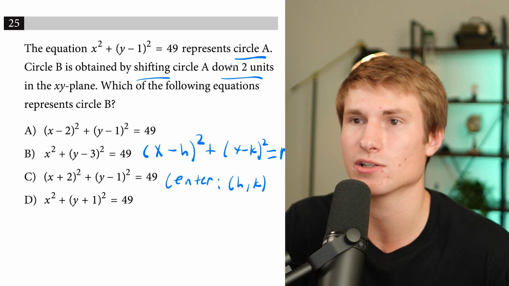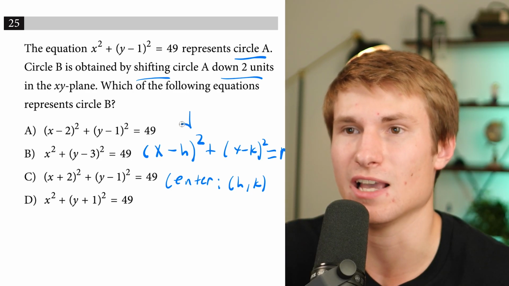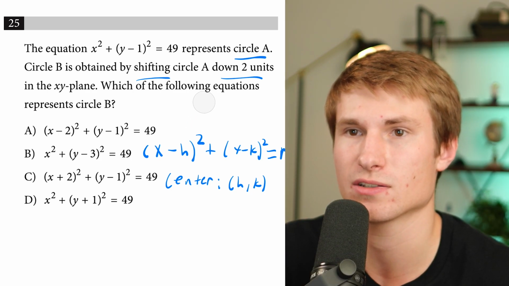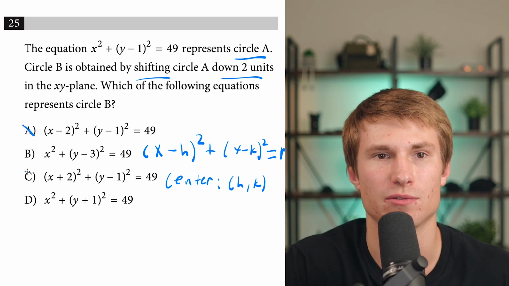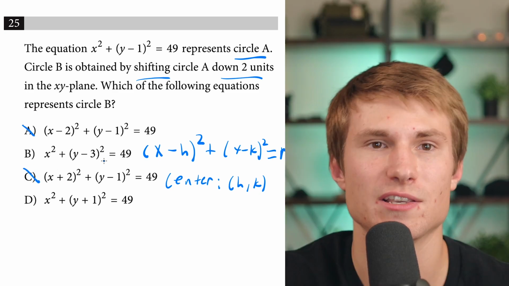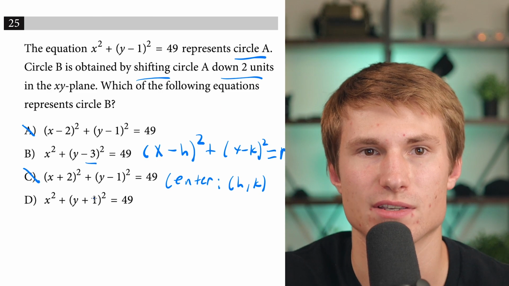Well, all you're doing here is shifting circle A down by 2 units. So you're not affecting the x value of the center, and you're not affecting the radius. So those need to stay the same. And just on that, you can get rid of A and you can get rid of C. Now, as you can see, the next difference is obviously the k value.